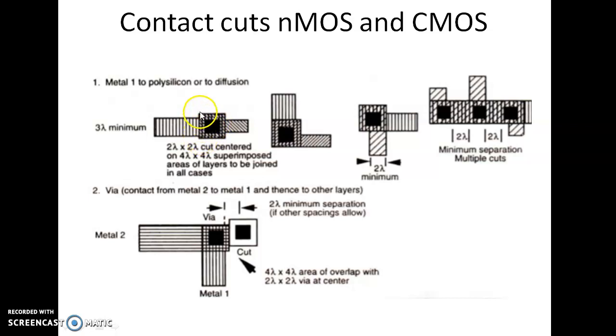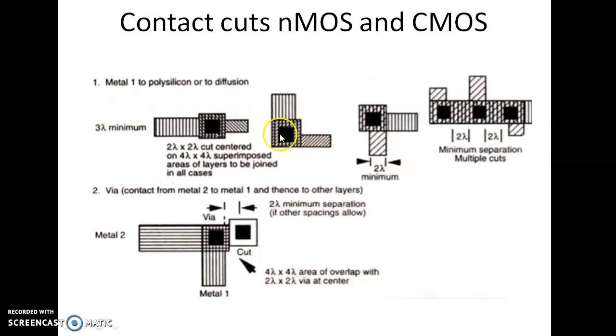So 1 lambda extension we can see. And this is 2 lambda by 2 lambda cut centered. So here you can also observe, here it is the metal and this is the diffusion, and we can see the contact cut. It is extending 1 lambda extra. This is 3 lambda we know. So it is 4 lambda. So 1 lambda extension we can see. This side it is 2 lambda only for diffusion. So 2 lambda extension we can observe.